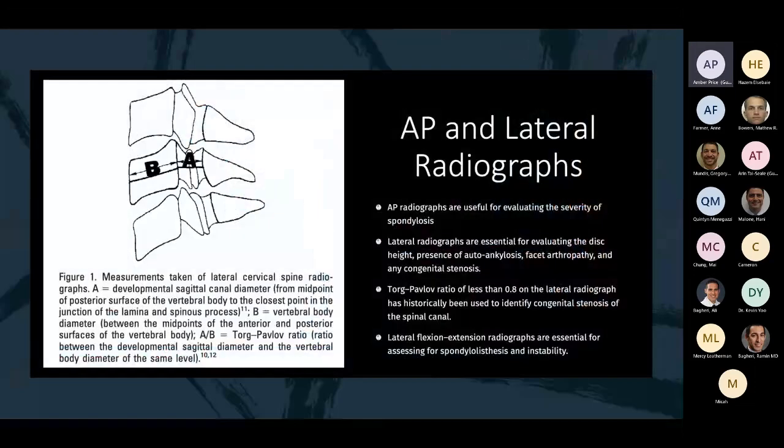So a little bit more about diagnostic imaging. It's important to get AP and lateral radiographs. AP is useful to evaluate the severity of spondylosis or look at deformity. It's important to evaluate for autoankylosis on lateral radiographs. To the left is the Torg-Pavlov ratio, which when less than 0.8 has historically been used to identify congenital stenosis of the spinal canal, and we'll talk a little bit more about that in a second. Lateral flexion extension views are important to determine any instability.